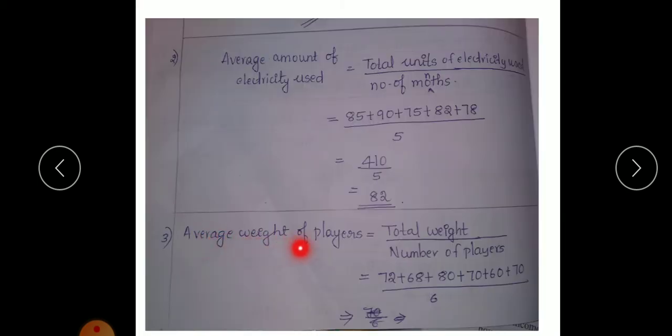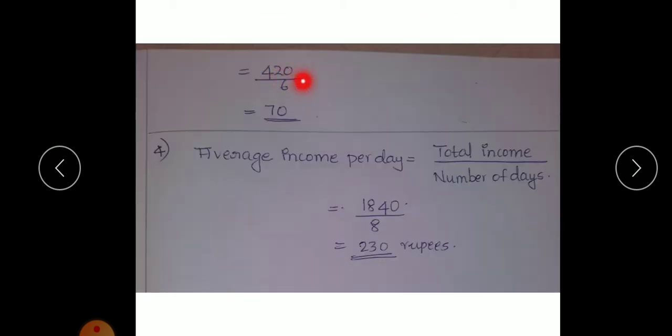So average weight of players is equal to total weight divided by number of players. So total weight is how much? 72 plus 68 plus 80 plus 70 plus 60 plus 70 divided by 6 gives how much? 420 divided by 6. On dividing this we get 70.